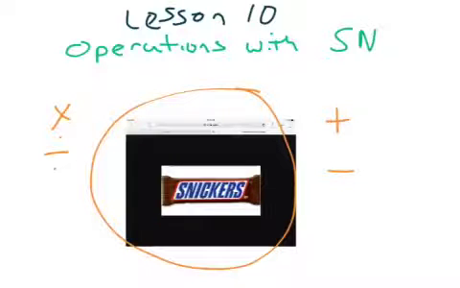Hopefully, your teacher has passed out the example page that you can staple or put in your notes or put in your notebook at the end of class. So let's take a look at the first example.